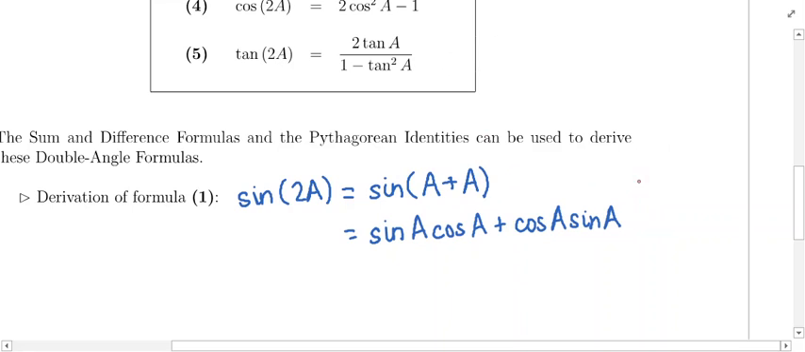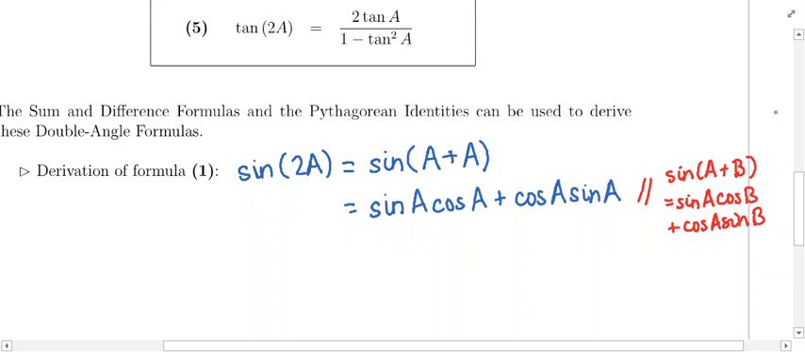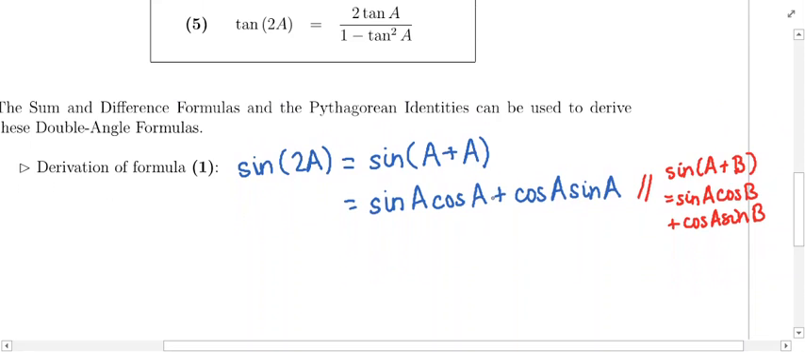But remember, what I'm using here, I'll put in red, is the fact that the sine of a plus b is equal to the sine of a times the cosine of b plus the cosine of a times the sine of b. That's the original formula we reviewed in the last section. And here I'm applying that, but both of the arguments are a instead of a and b.